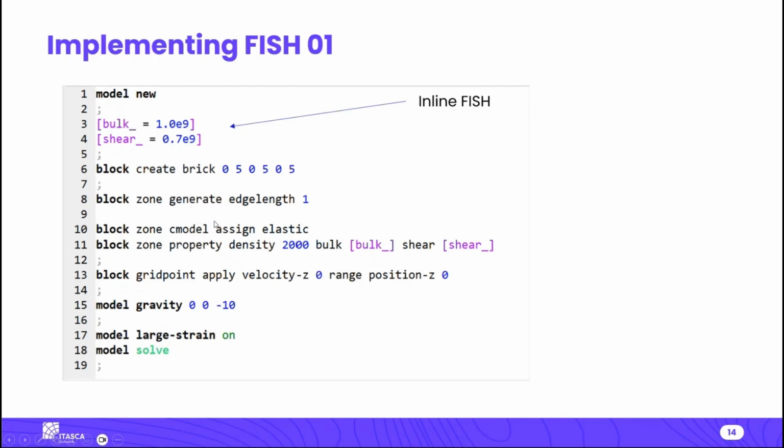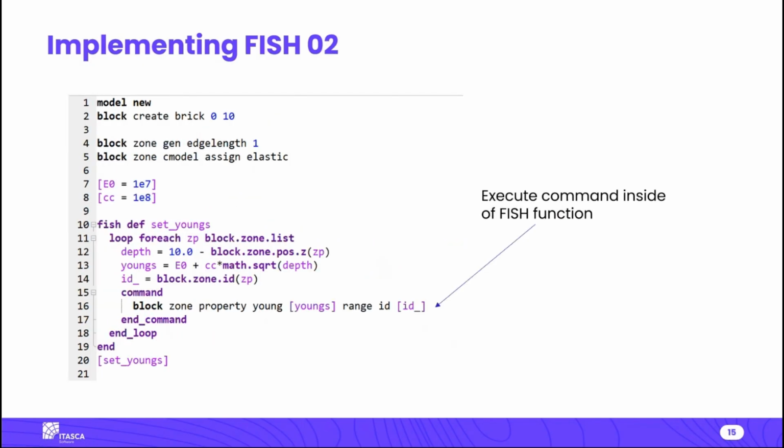And then down here in the commands where I specify the bulk modulus and shear modulus, I just give the fish variable name instead, and I put it in square brackets. So this is pretty useful because imagine this bulk modulus and shear modulus might be used at multiple places in the data file. If I always just refer to the fish variable, I can change it once at the top, and it will change it everywhere down below. So this is a super useful way for doing parameter studies and things like that. So that was just showing you how you can put a fish variable inside of a command.